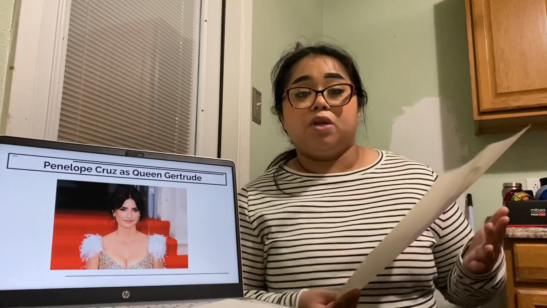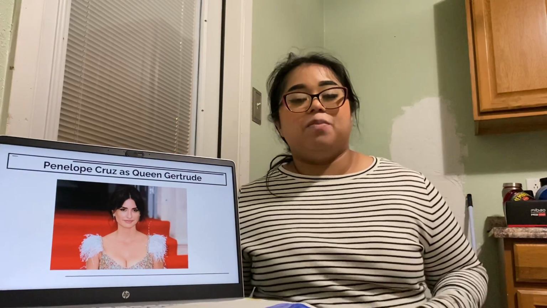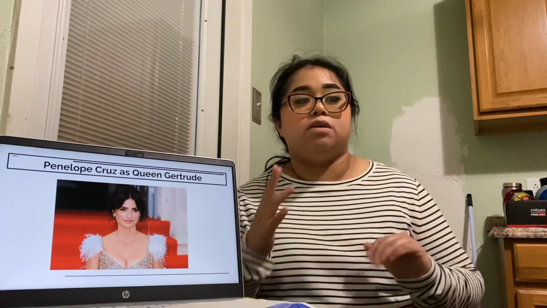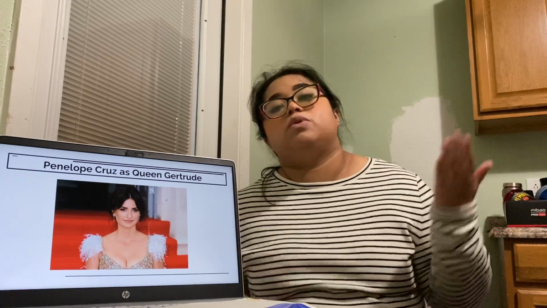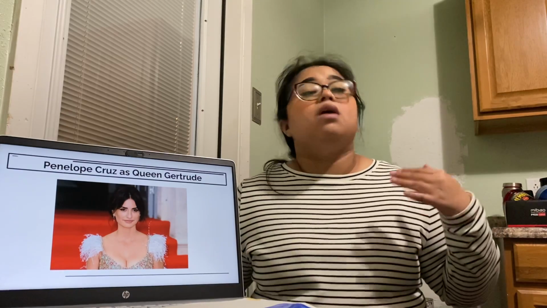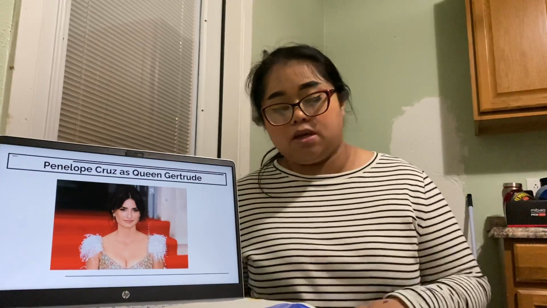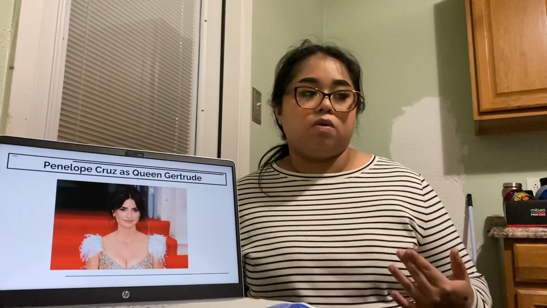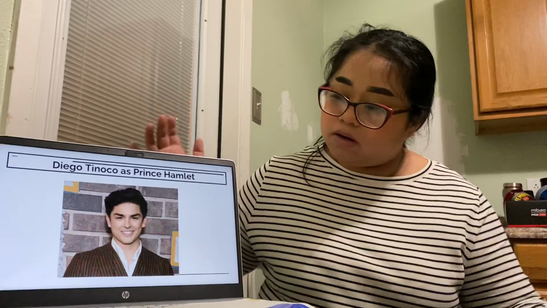I chose Penelope Cruz to play her because, first of all, she's beautiful. They're also in the same age range, so I kept it relatively simple as well, and I thought that they would fit best together, Claudius and Gertrude. I felt like they would look as a king and queen would. And then we're going to move to Hamlet.